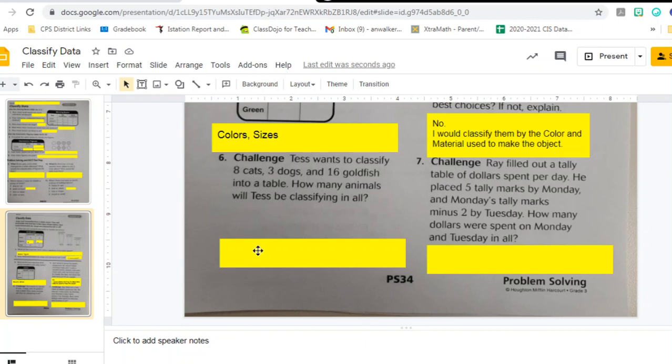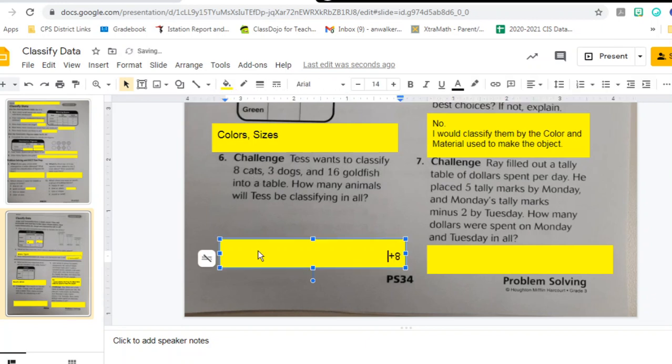So I'm going to do 8 plus 3 plus 16. And so 8 plus 3 is 11. And then you could write out to the side 16 plus 11. And your answer is 27. We need to give it a good label. 27, what are we asking about? How many animals? So my answer is 27 animals.